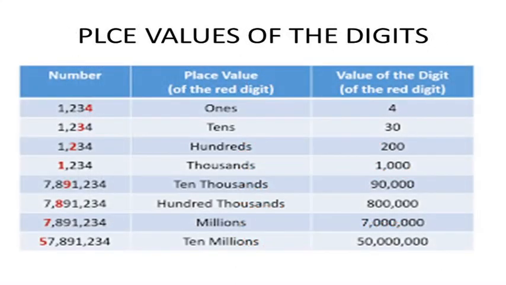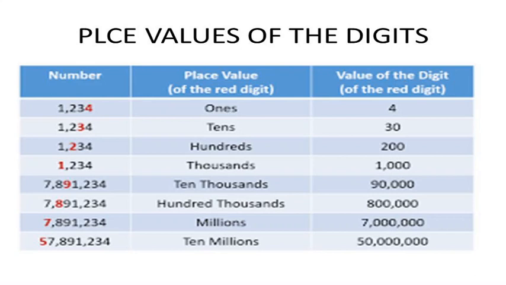Identify the place value of the digit which is in red color. Yes, 4 is in red color in the first, so 4 is in the ones place. 3 is in red color in the second example, and that is in the tens place. 2 is in red color in the third example, it is in the hundreds place. 1 in the fourth example is in the thousands place. 9 in the next example is in 10,000s place.